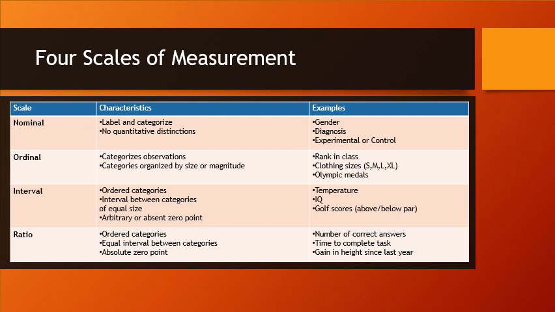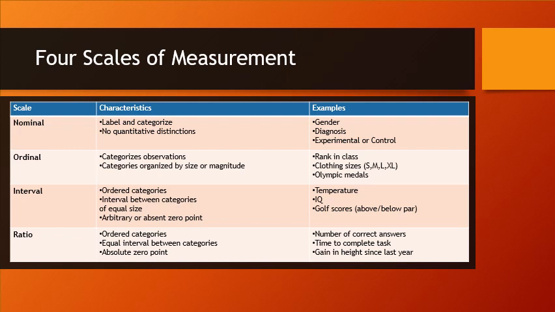So let's look at a little bit more in depth and look at some examples. Nominal data. It's a label. It's how you're going to categorize. Nominal data might be gender. I'm going to say you're either male or female. Nominal data could be your favorite TV show. Could be your favorite flavor of ice cream.